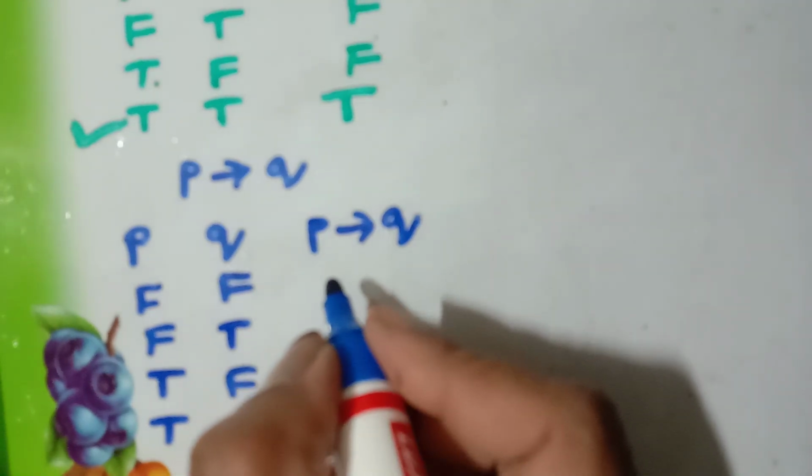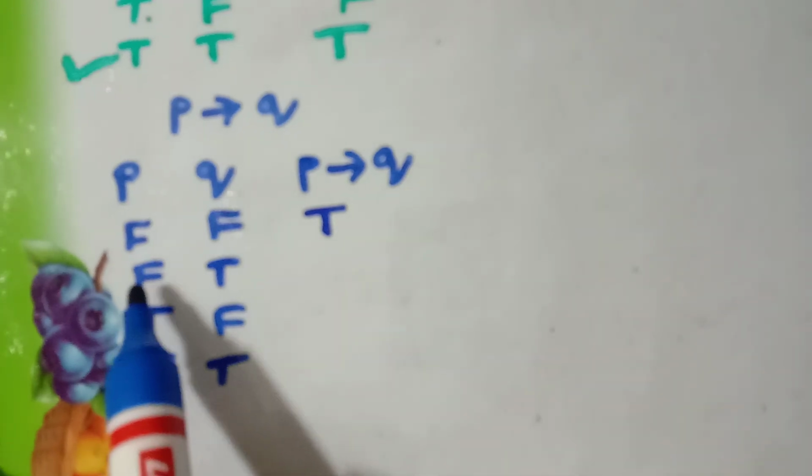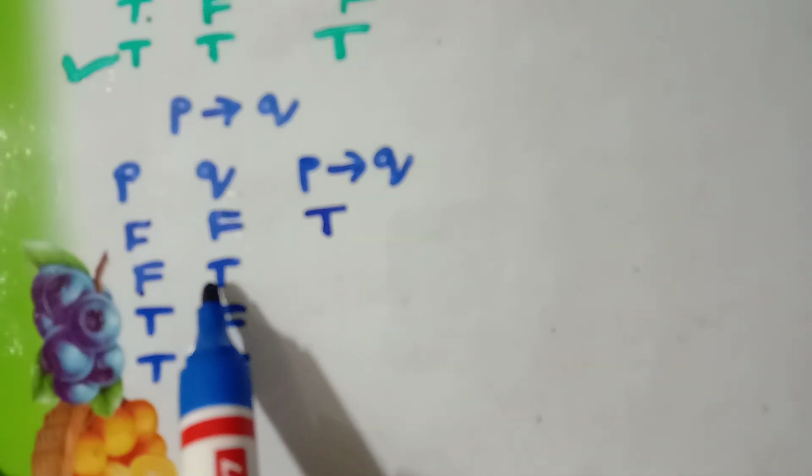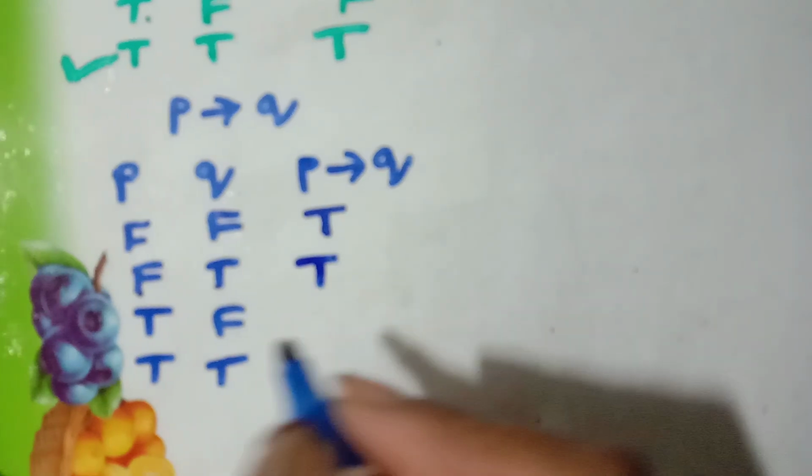So P implies Q. Now P is false and Q is false. So false implies false. So this is true. Okay, I will also be giving you an example for this particular one. Now P is false, Q is true. Okay, so once again the value is true.